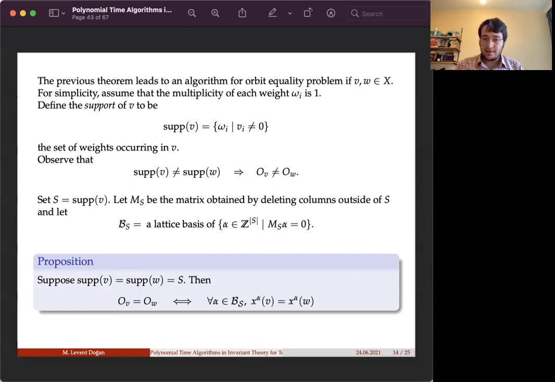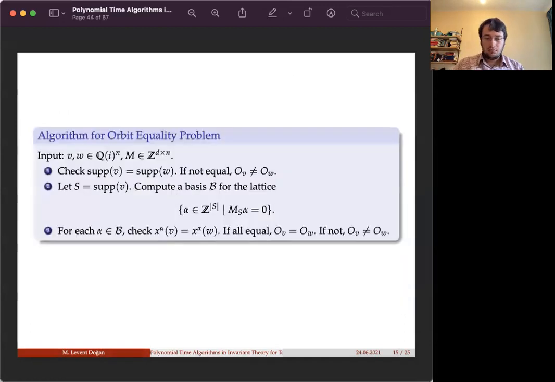So only the weights of V stay. Now compute a lattice basis B_S for the integral kernel of this new matrix. So in this lattice, we only have exponents of Laurent monomials that are defined at V. I make sure of that because I just ignore the variables x_i where v_i is 0. And I claim that if I take the Laurent monomials with exponents in this lattice, then they are enough to separate the orbits with this given support. So the takeaway is that I just ignored the 0 coordinates of V and I did things as if every coordinate is non-zero.